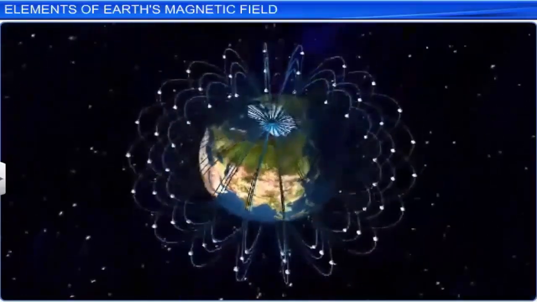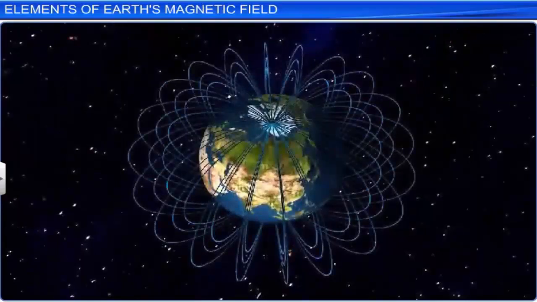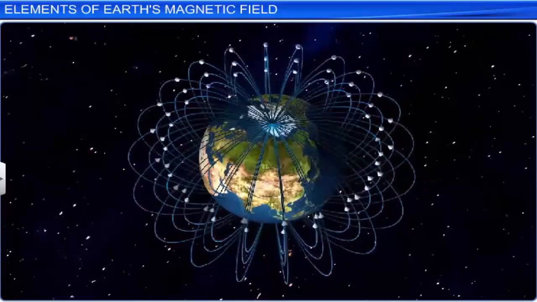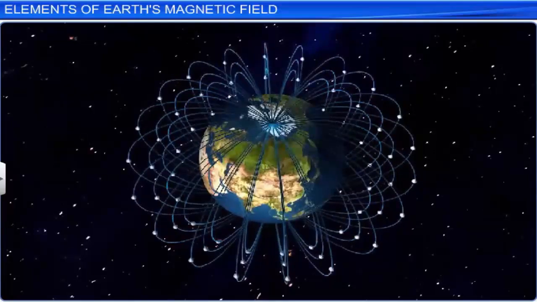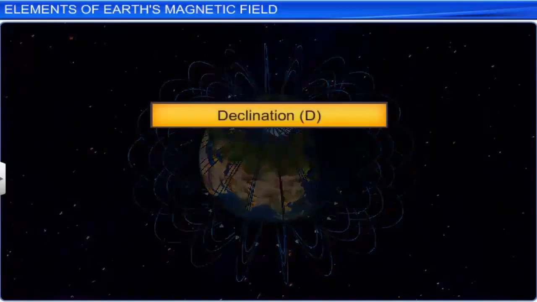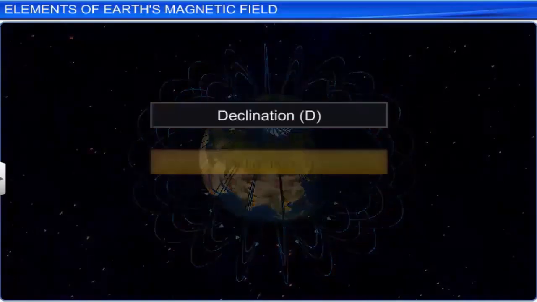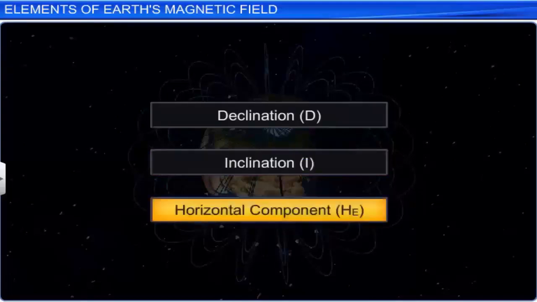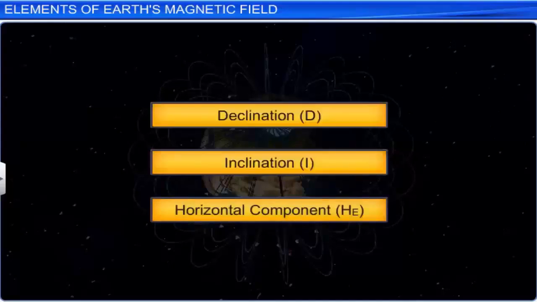To completely describe the magnetic field at any point on the surface of the Earth, we have to specify its three elements at that point, namely declination, D, angle of dip or inclination, I, and horizontal component of the Earth's magnetic field, HE. Let us study about these three elements in detail, one by one.